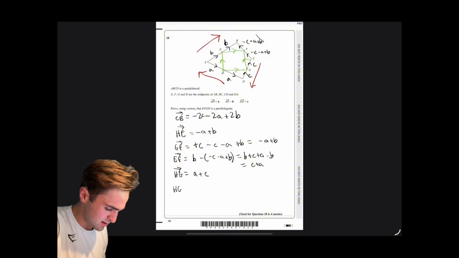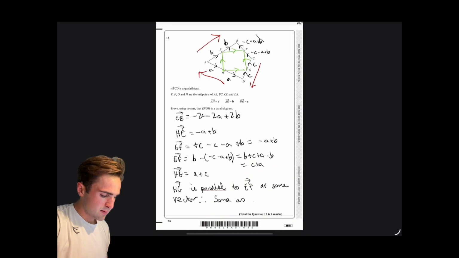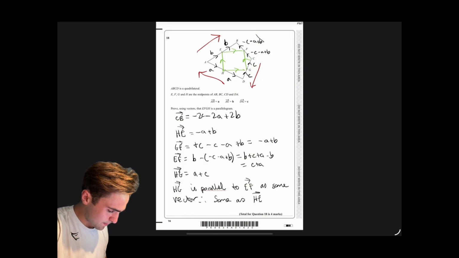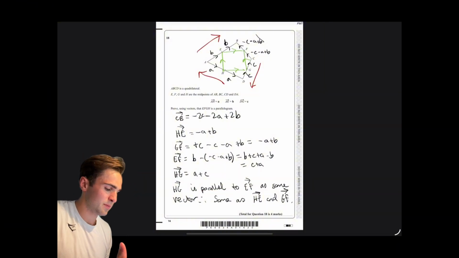So HG is parallel to EF as the same vector, and then the same as HE and GF. And it's literally that simple. You're just finding that they're the same vectors because they're the same length and the same direction, which means they're parallel.